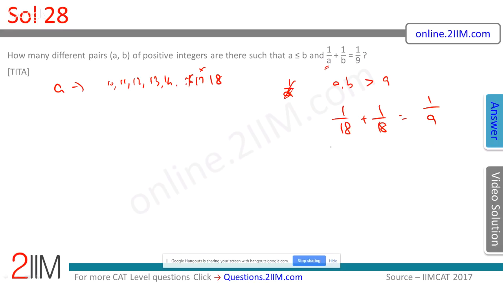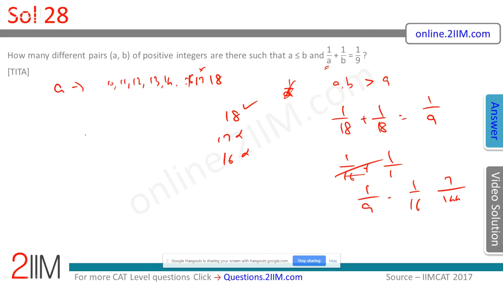16, 1 by 16 plus 1 by, so 1 by 9 minus 1 by 16. LCM is 144, doesn't work. So 18 works, 17 doesn't work, 16 doesn't work. 15, 1 by 9 minus 1 by 15. LCM is 45, 5 by 45 minus 3 by 45, 2 by 45. 15 doesn't work. 14 won't work. 1 by 9 minus 1 by 14, 126, 14 minus 9, 14 won't work.